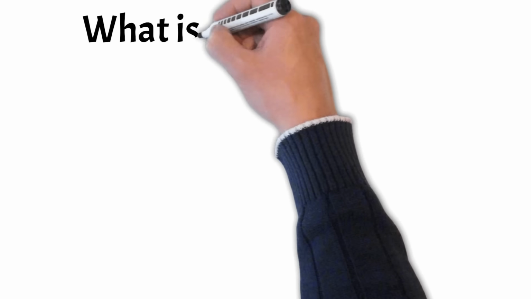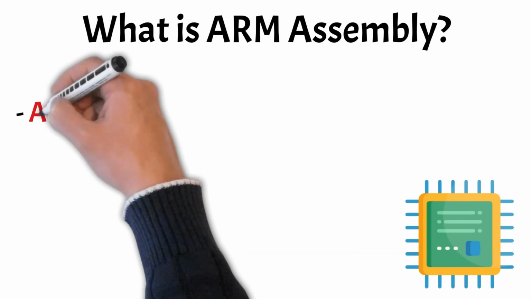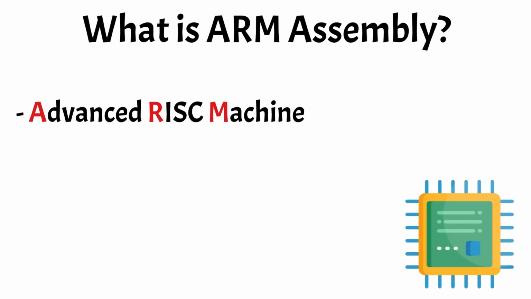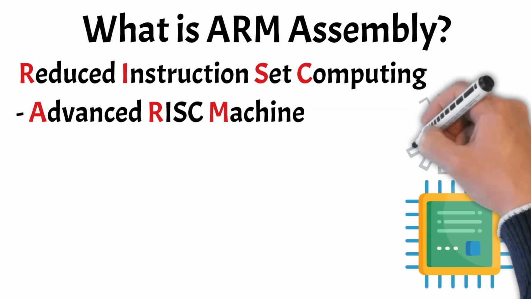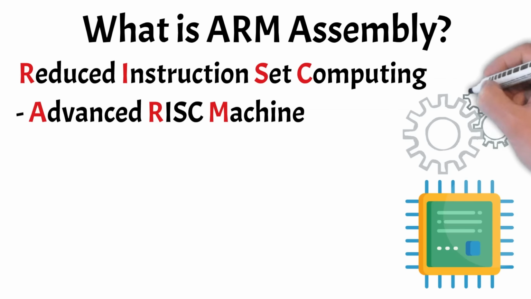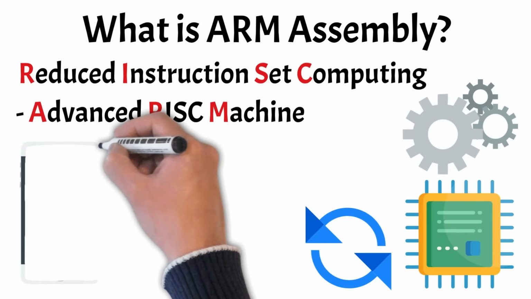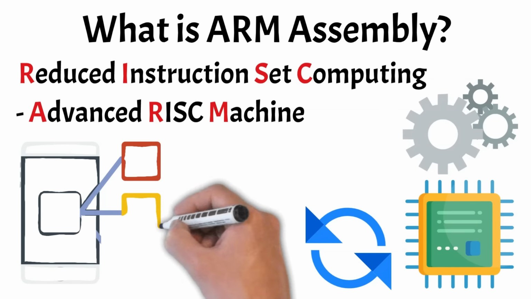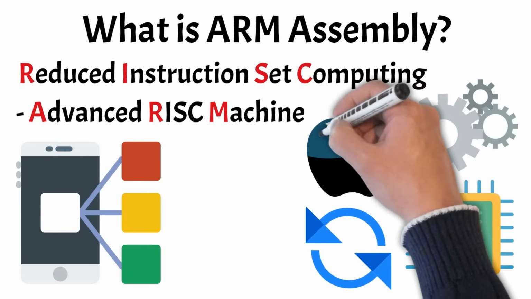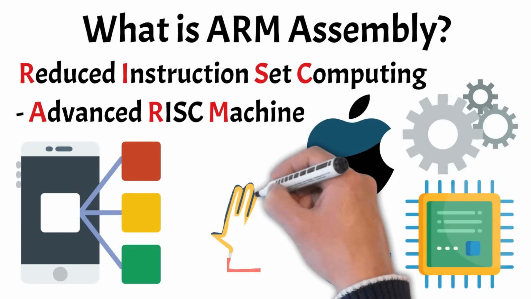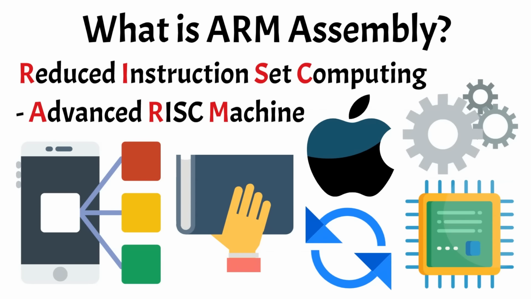Now let's take a look at ARM assembly. ARM assembly is the low-level programming language for processors based on the ARM or Advanced RISC Machine architecture. Unlike x86, ARM follows the RISC or Reduced Instruction Set Computing design, meaning it uses a simpler, more efficient set of instructions that require fewer cycles per operation. This makes ARM processors highly power efficient, which is why they dominate smartphones, tablets, embedded systems, and even some modern laptops, like Apple's M-series chips. ARM assembly has a consistent instruction format and a larger set of general-purpose registers, making it different from x86.